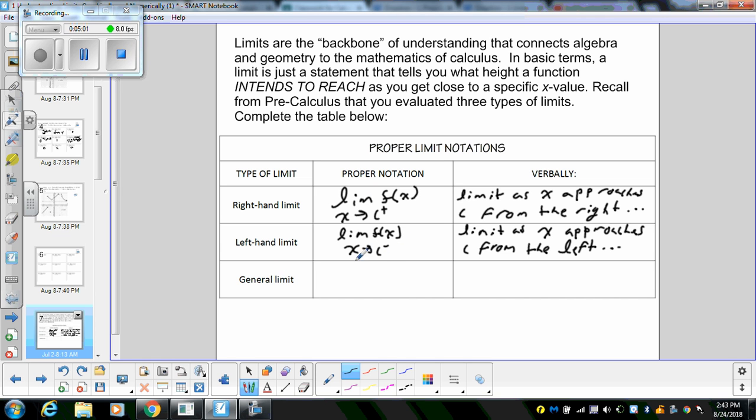Right, the general limit is the same thing without the little exponent. So it's just the limit of f of x as x approaches some constant. All right, and again, verbally, it's just the limit as x approaches c. All right, the device I'm using kind of messes up my letters, so you can fast forward or rewind to see what I just said, but this says the limit as x approaches c. I apologize.